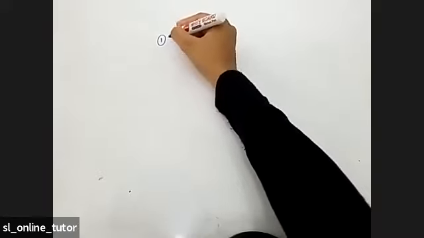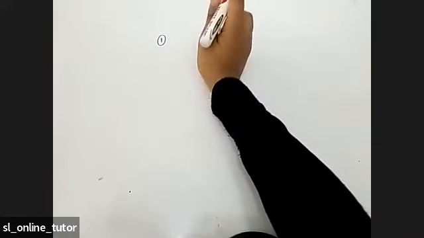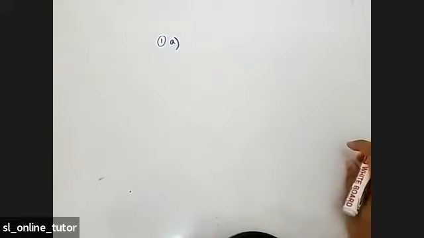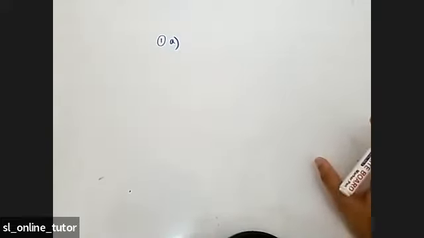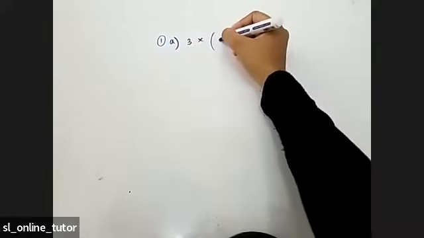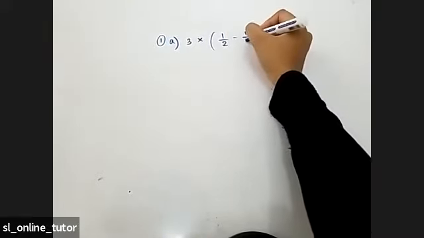Question number 1 consists of H parts, A to H. So A part first we'll see. It is regarding simplification. I'm going to teach you how to simplify fractions using the BODMAS rule. The question here is 3 times (1/2 minus 1/3).